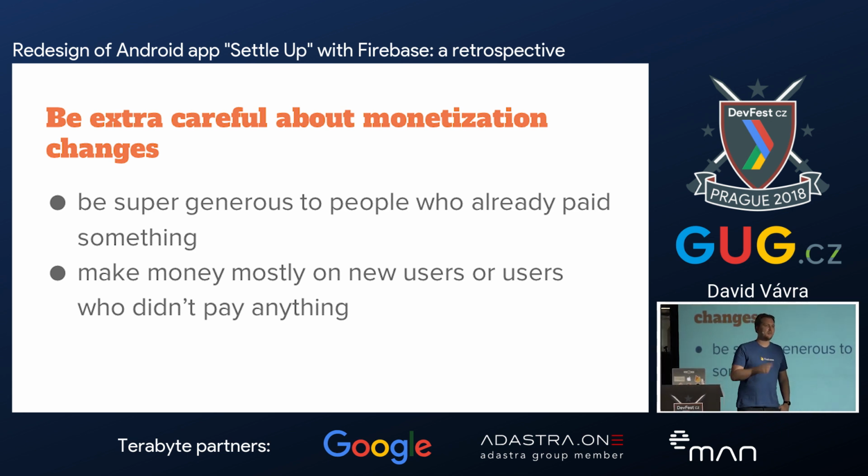So be clear, be transparent that they paid for this, and because they paid for this, you unlocked these features. And don't try to make money on these people who already paid for you. Be generous, unlock them more than they actually paid. Just make money mostly on new users or users who didn't pay anything yet. It's really worth it.